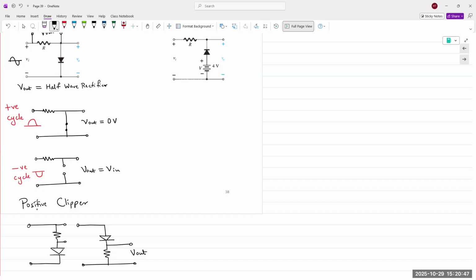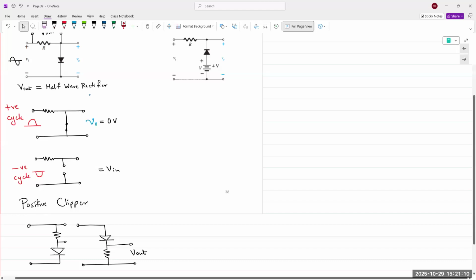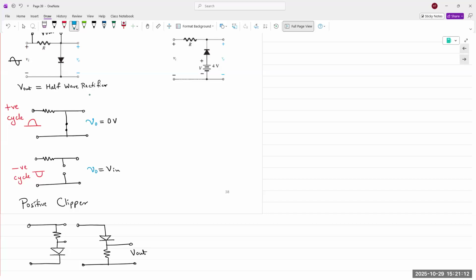Okay. Yes. V out and VO. Yeah, I should have done this. Let's stick with what they have given. So I'll draw blue, and I'll draw blue. Okay. Does that clear up the confusion?